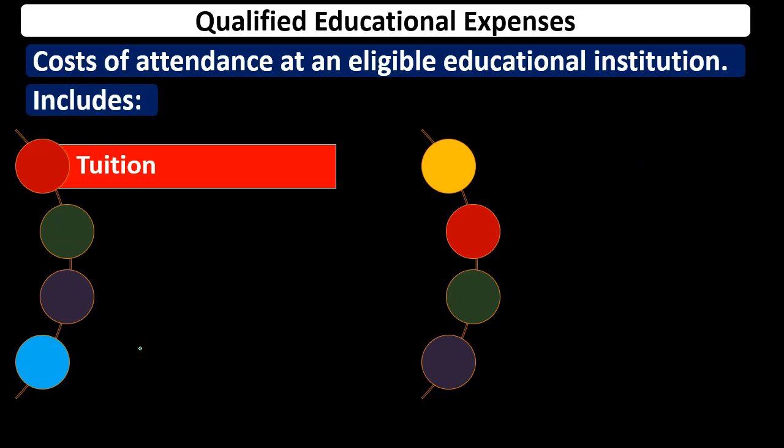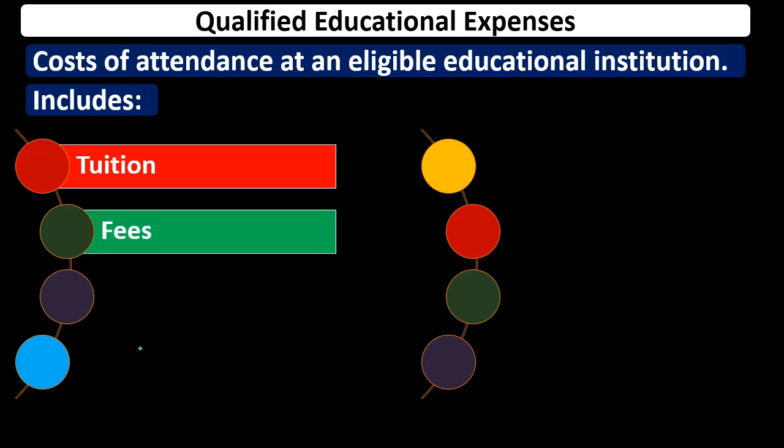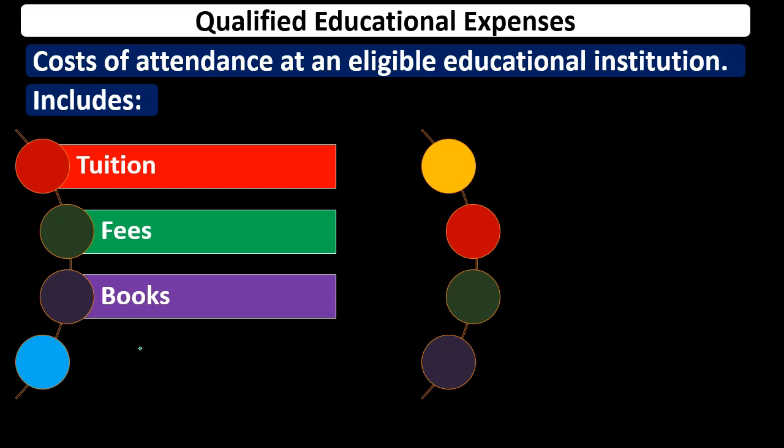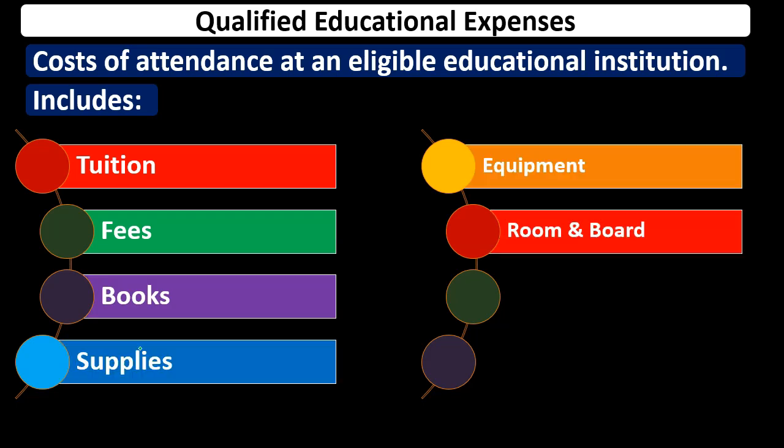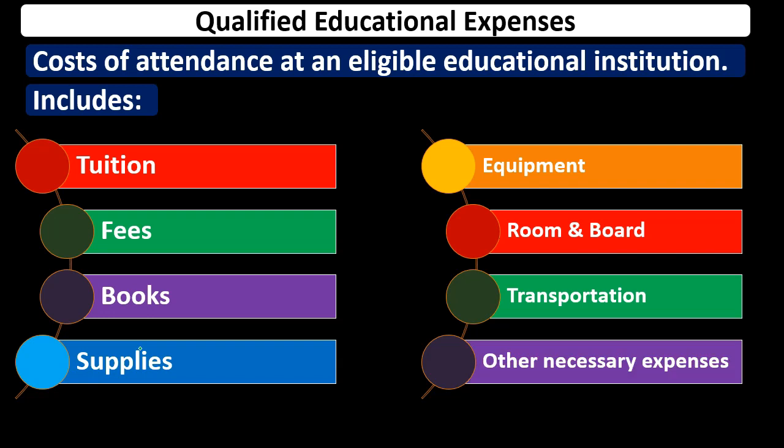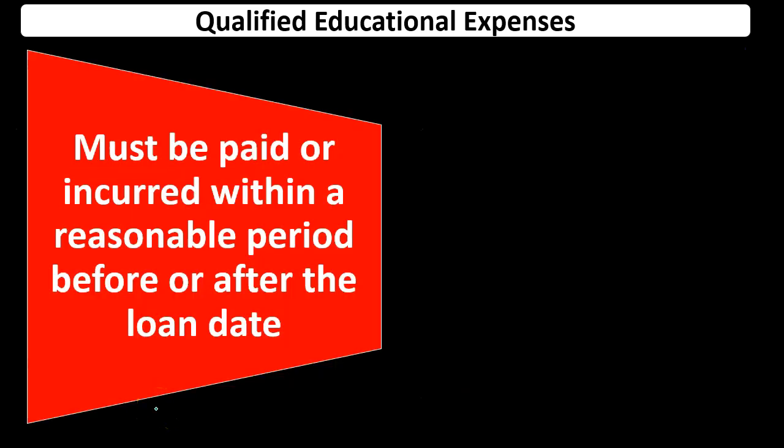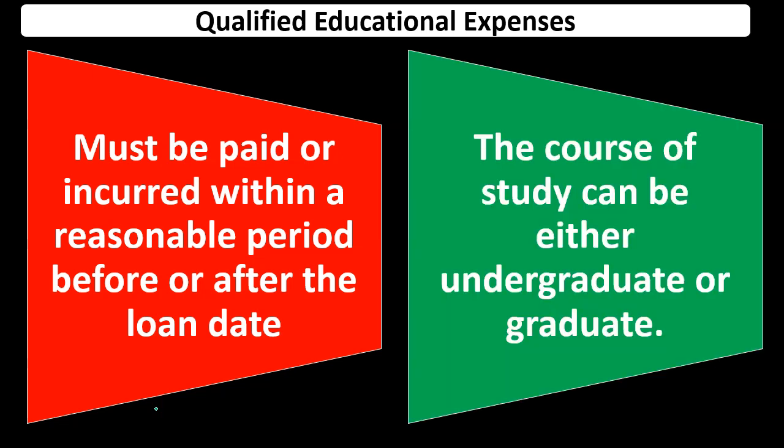Qualified education expenses: cost of attendance at an eligible educational institution. It would include things like tuition, of course, the fees, books, supplies, equipment, room and board, transportation, other necessary expenses. Qualified education expenses must be paid or incurred within a reasonable time period before or after the loan date. The course of study can be either undergraduate or graduate. So we could be talking about undergraduate or graduate.